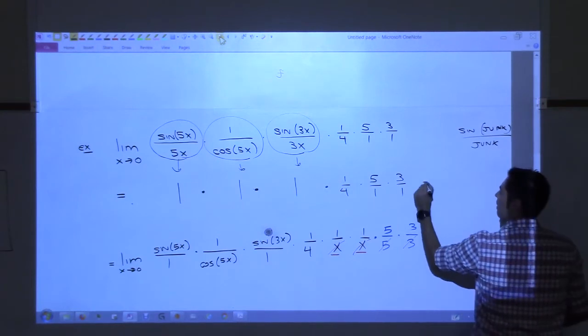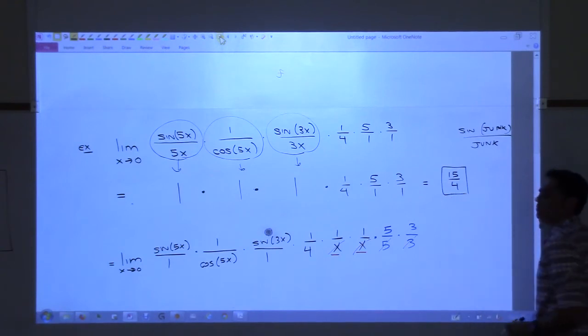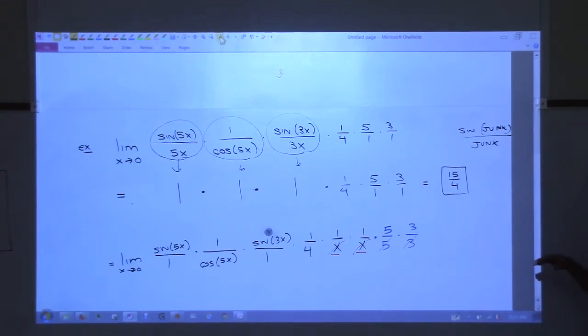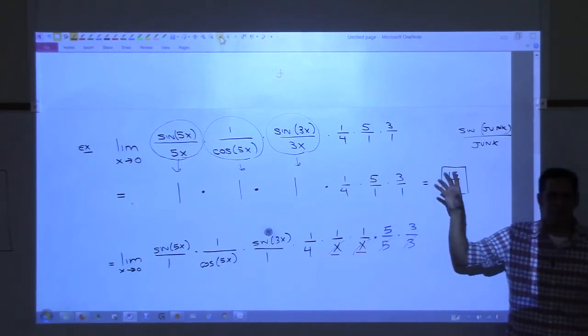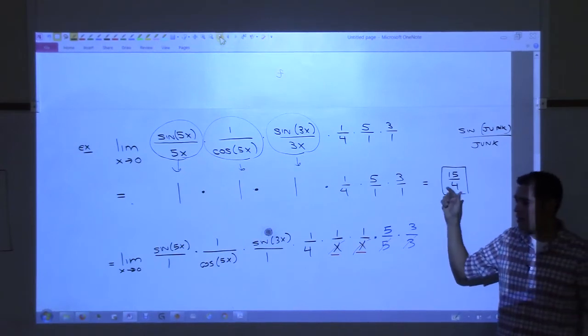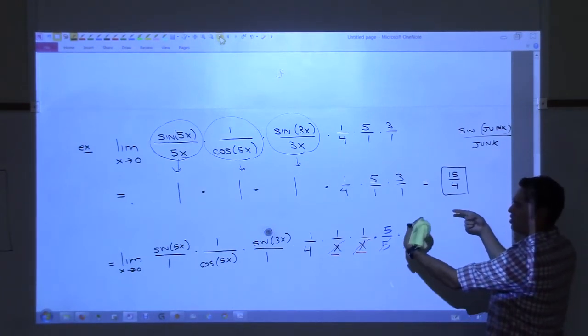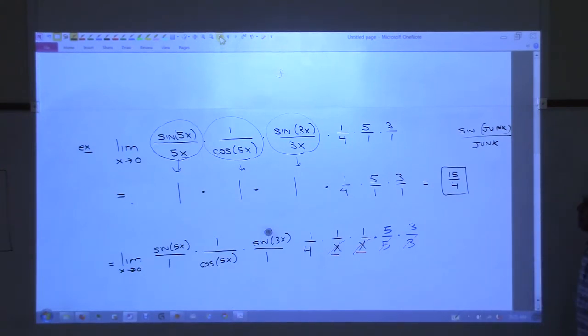So at the end of the day, what do we get? 15/4. Which is almost 4, right? 3.75, something like that. So if you were to graph this function, which was a very complicated looking function, right? Tangent 5x times sine 3x over 4x squared. If you graphed it, at 0, it would be undefined. However, from both sides, it would be approaching 3.75 from both sides. Make sense? Okay.